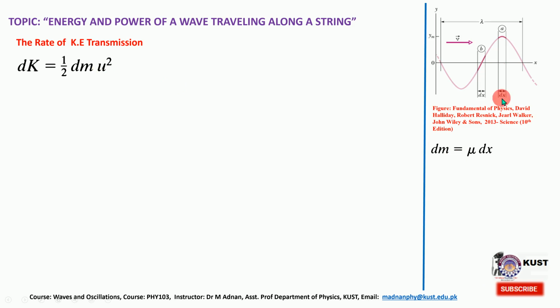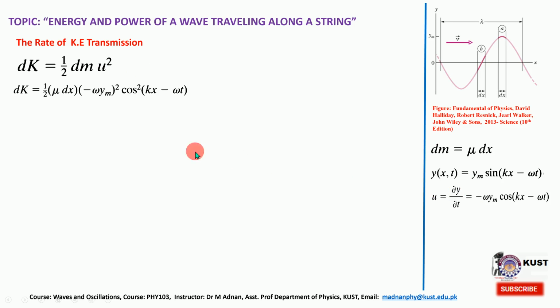Similarly, u is the transverse velocity, so the wave is described by y equal to y_m sine of (kx minus omega t), as in our previous lecture, so we can find the velocity by differentiating this with respect to time. If we differentiate y with respect to time, we get u, and we need u squared and also dm. So putting those values here, one gets half the value of dm and also the value of u squared.